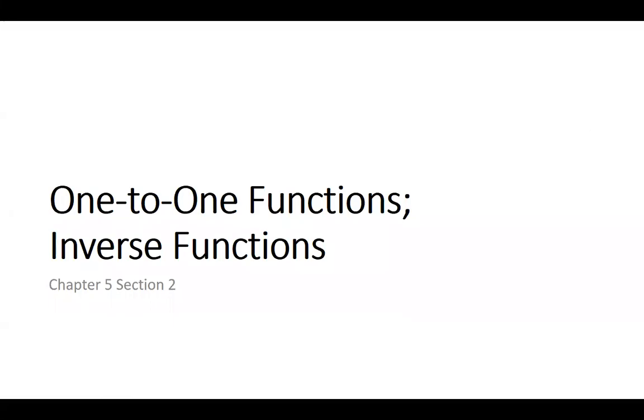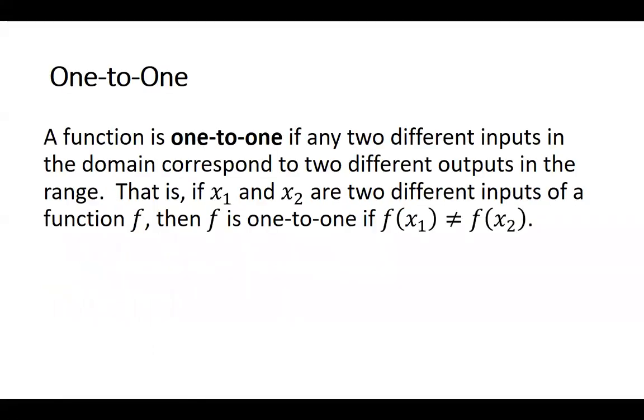One-to-one functions and inverse functions, Chapter 5, Section 2. A function is one-to-one if any two different inputs in the domain correspond to two different outputs in the range. That is, if x sub 1 and x sub 2 are two different inputs of a function f, then f is one-to-one if f of x sub 1 is not equal to f of x sub 2.